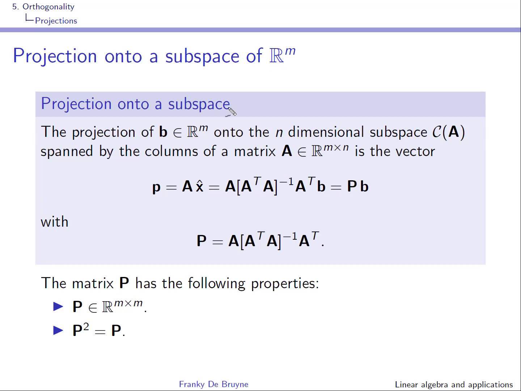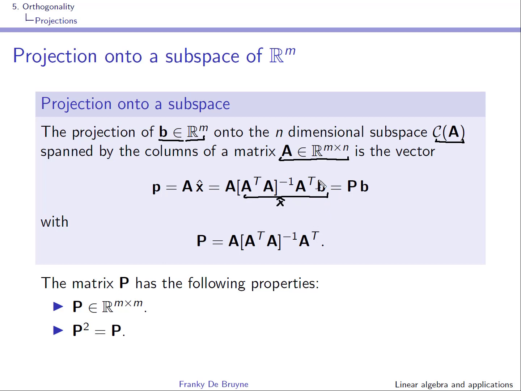So here's the summary. We're taking B in Rm and we are projecting it on the subspace, which is the column space of A. A is a rectangular matrix of dimensions m by n, and the projection is given by this thing here, where x hat is obtained over here.